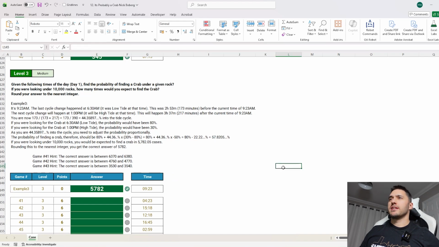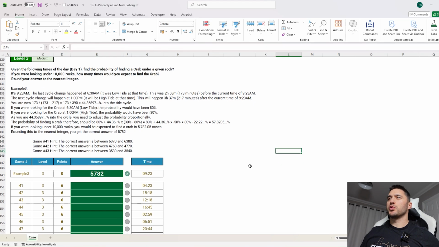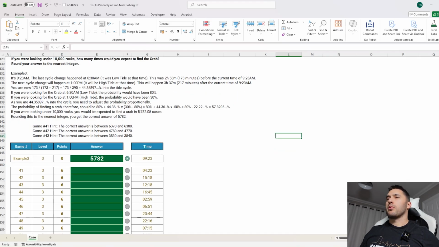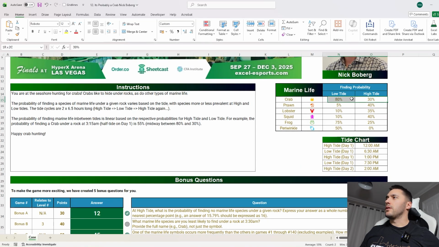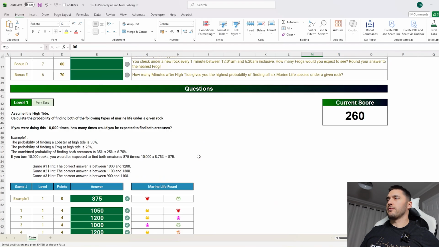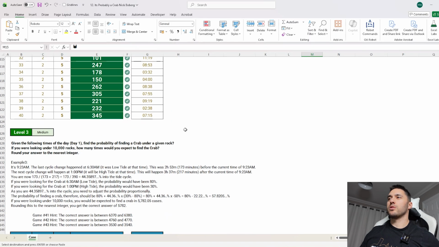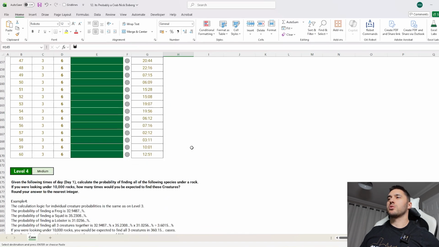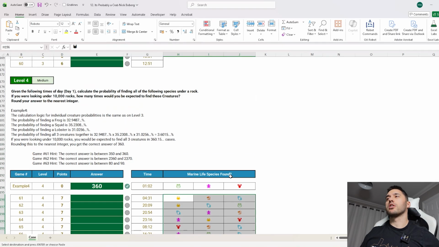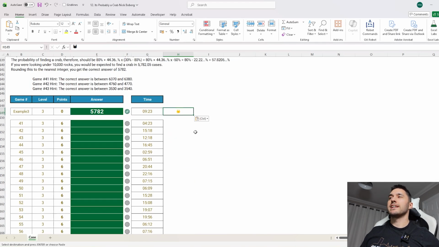Now question 3 basically cracks the entire case for you, but it's quite a hard one to get your head around. We basically want to know the probability of finding a crab at this time. So this is where we need to find a way to scale from low tide to high tide, or high tide to low tide, to find a percentage for a given time. In this question we're always looking for a crab, but I'm going to put the symbol down here in preparation for the next questions, because the next question is going to ask about other creatures.